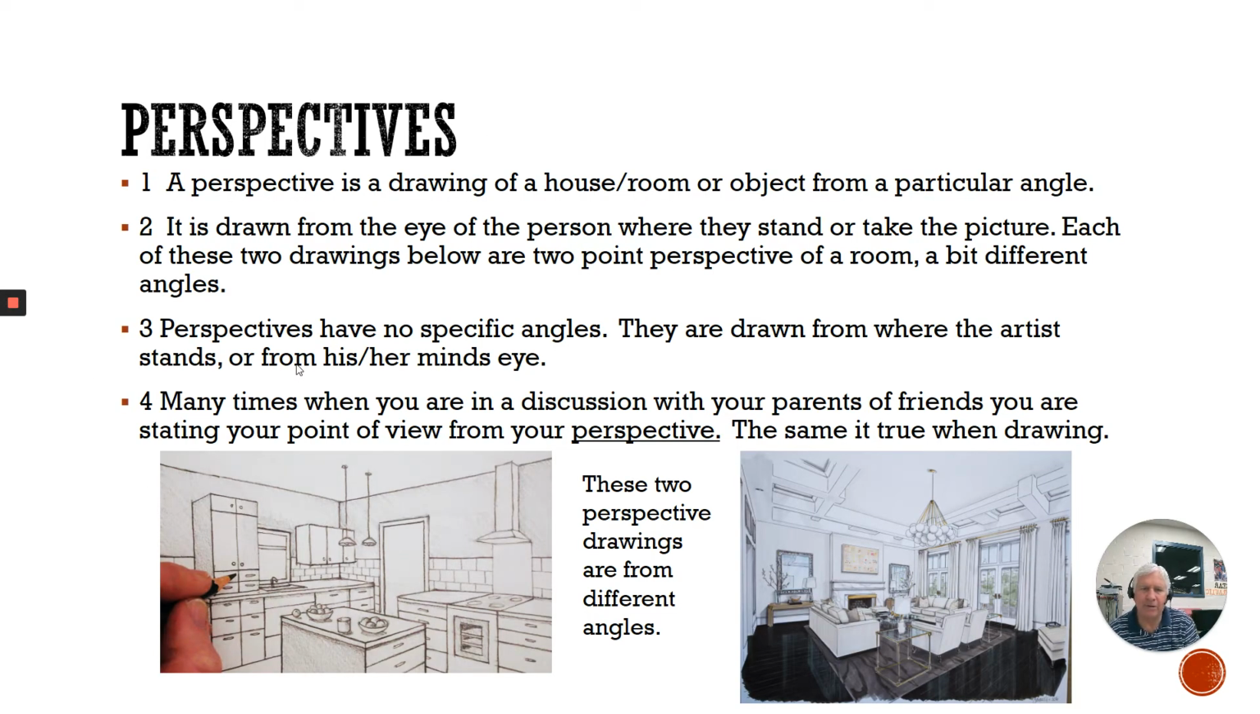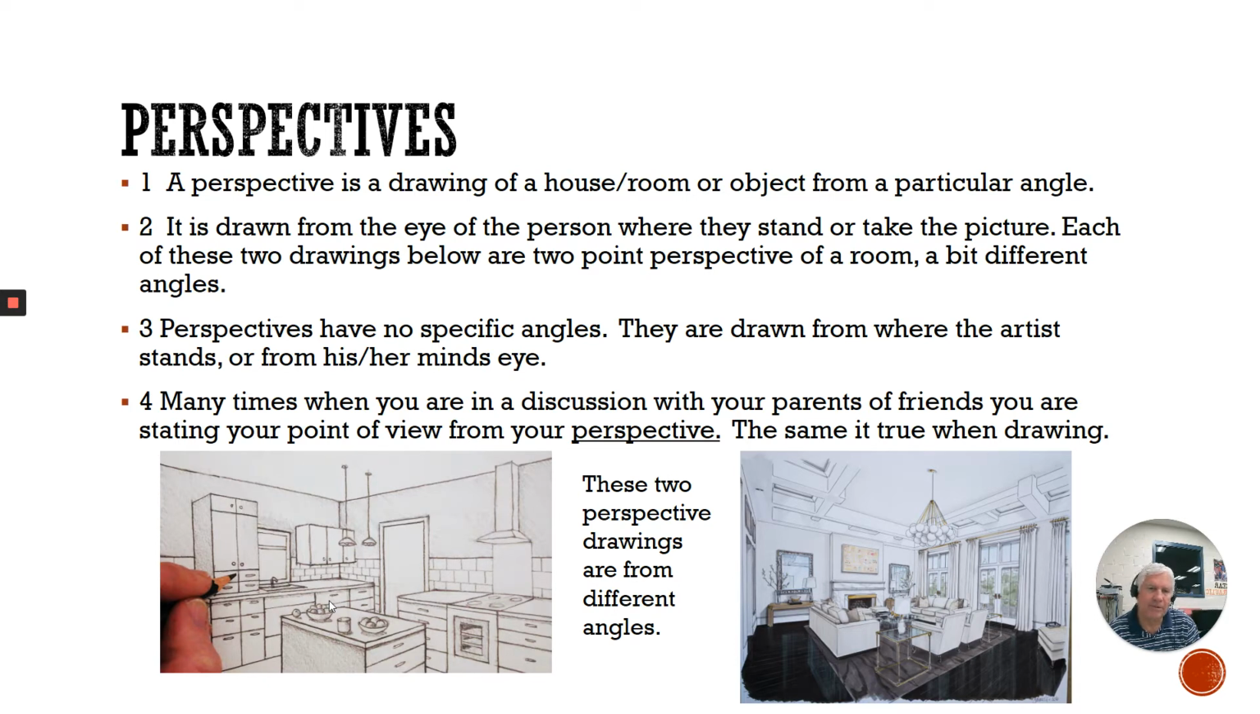Okay, so there's a couple of things you need to understand. A perspective is a drawing of a house, room, or an object with a particular angle. If you notice down here at the bottom, I've given you two perspectives. These are drawn in two-point perspective. Now, this is what they do in the drawings when they're in the process of designing a house. Some interior decorators do this to show their clients perhaps what the room was going to look like in a drawing in a real way.